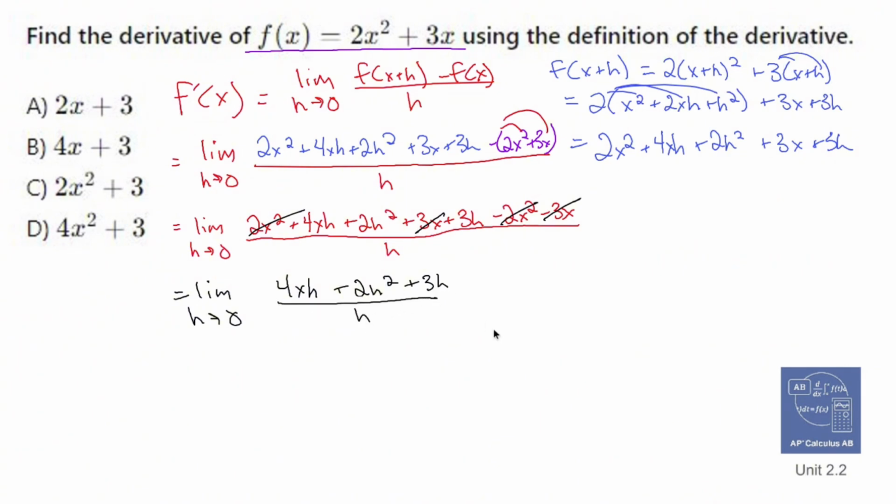Now notice all of these guys have h's, which means I can factor out an h. When you're dealing with polynomials like what we have up here, expect that to happen every single time. Not every single problem, but every single time when I have polynomials. If I have an h, bring it out: 4x plus 2h plus 3, close it, all over h.